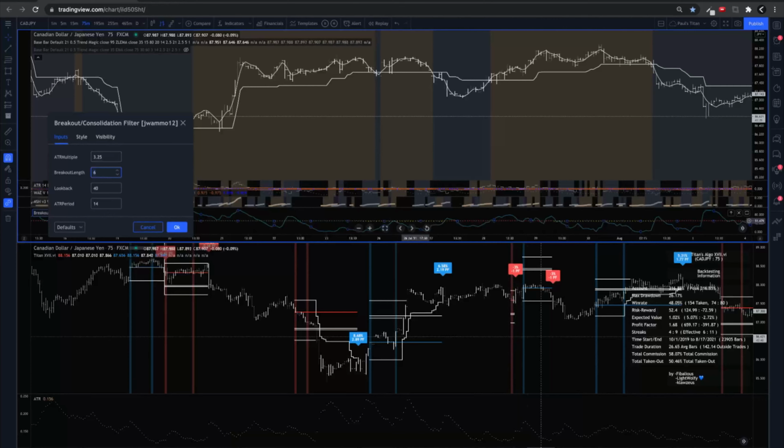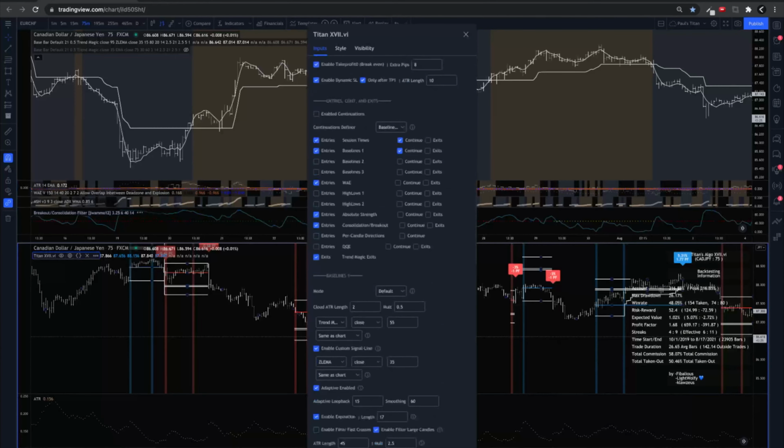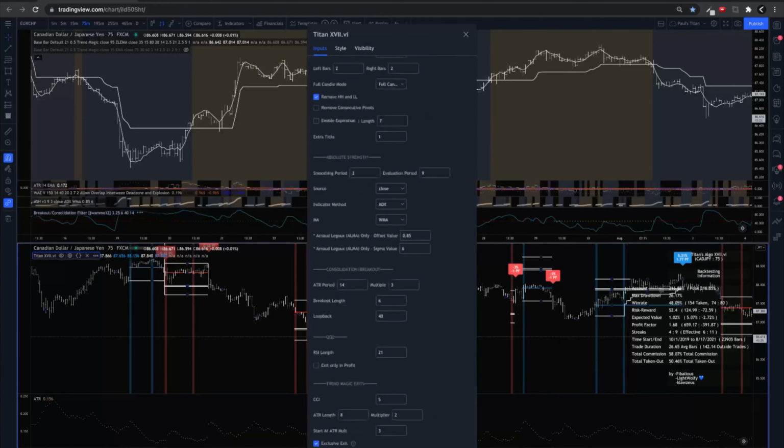Okay, so there it is. I now have it. And I would actually get rid of both these losses if this works. Breakout length is 6, 40, and 14. Let's just double check. Consolidation, 6 and 14. So we got 3. What was it? What did I say? 3.25.